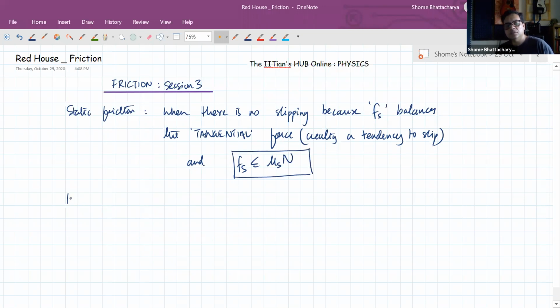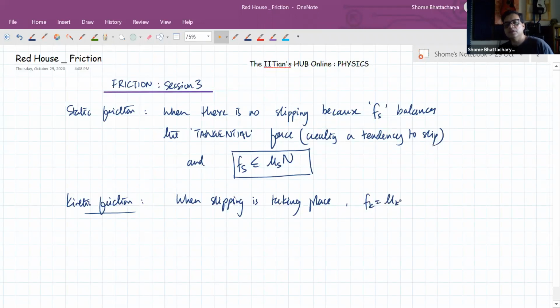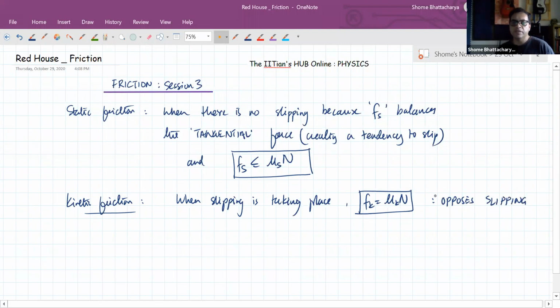Whereas kinetic friction is the type of friction that acts when slipping is taking place. Okay, when the two surfaces are slipping with respect to each other, the kinetic friction equals mu k into N. What it does is it opposes the slipping. So it does not have a variable magnitude. It does not adjust according to external force. In fact, it has nothing to do with tangential force.